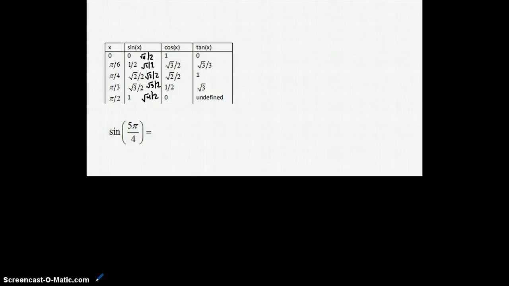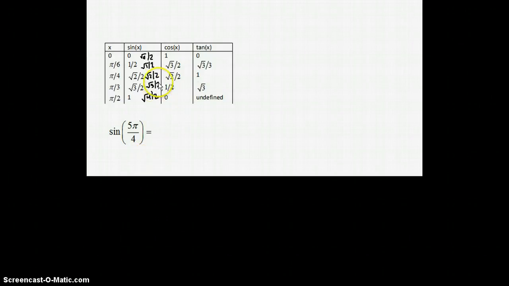Okay, I want to go through a few examples of finding values of trig functions, and I have a little chart up here, and this is something that you should know: the values of the sine, cosine, and tangents of these special angles, which we've talked about before. 0, which is 0 degrees, pi over 6, or 30 degrees, pi over 4, or 45 degrees, pi over 3, or 60 degrees, pi over 2, or 90 degrees.